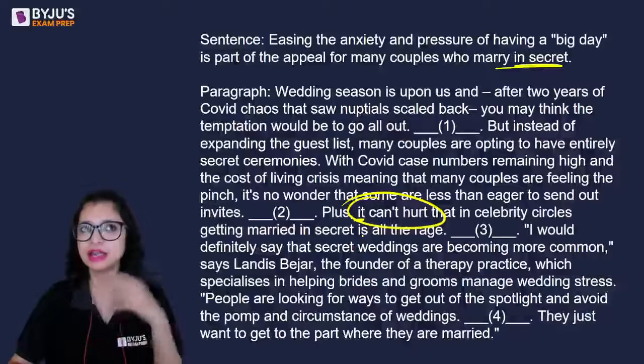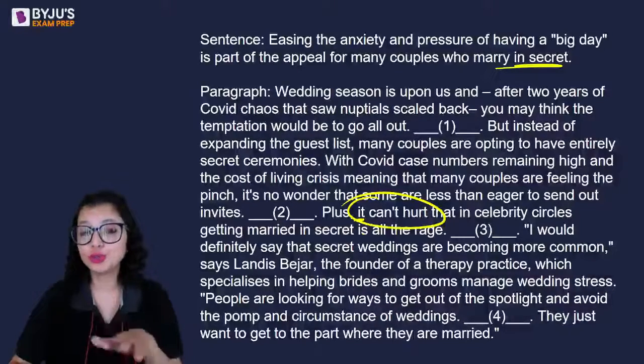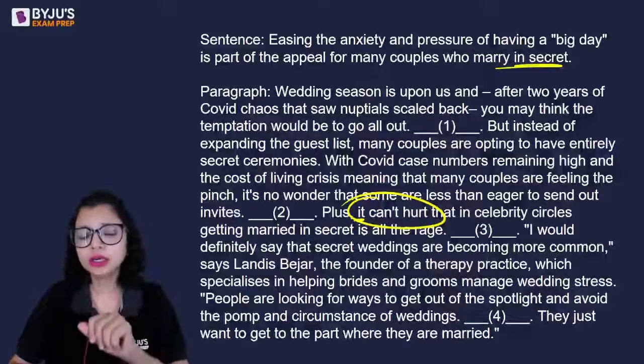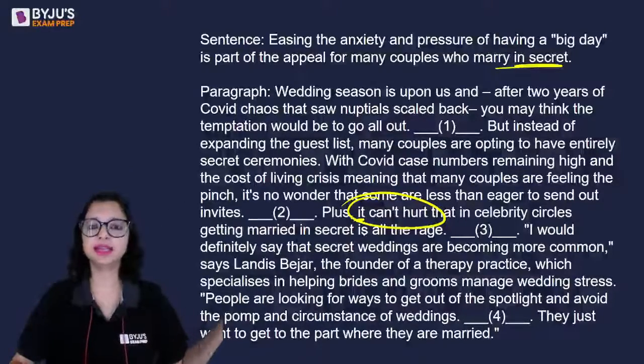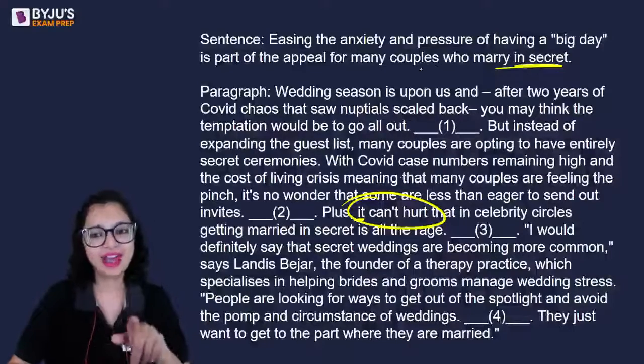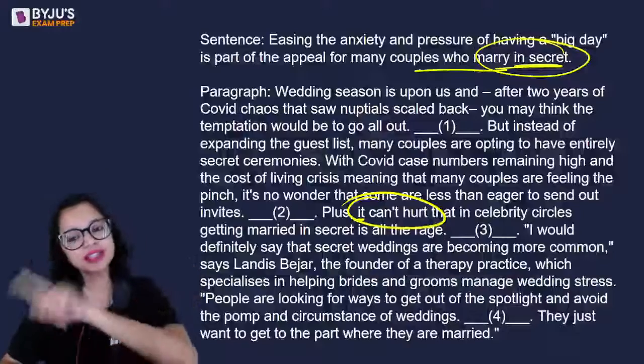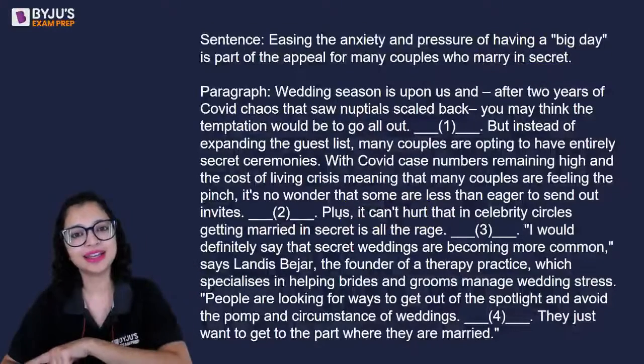Marrying in secret and having an inclination towards a low-key wedding will not hurt them because everybody in the celebrity circle is doing the same. So why not them? They have decided to marry in secret, and this will not hurt them because even the celebrities are doing that as well.